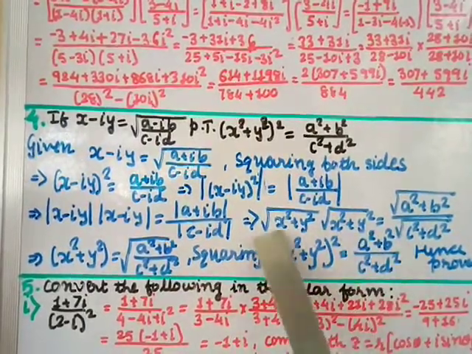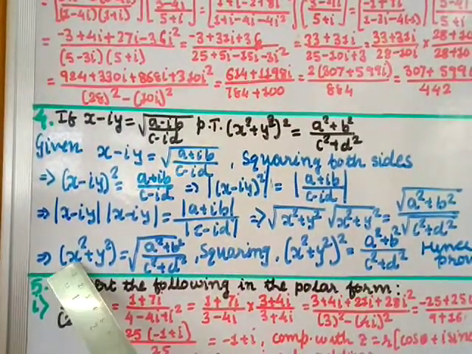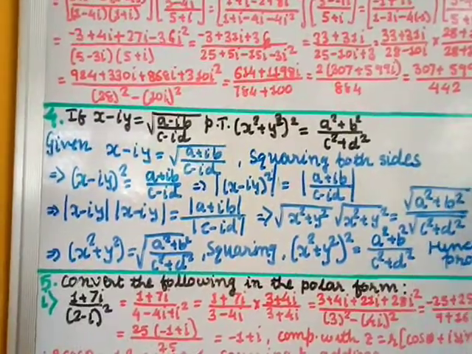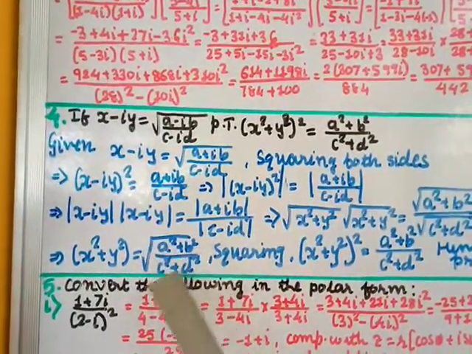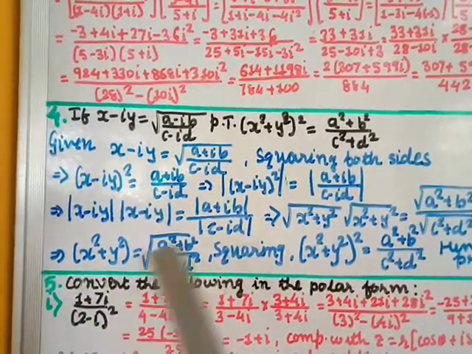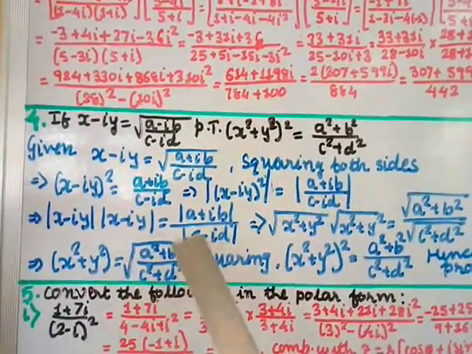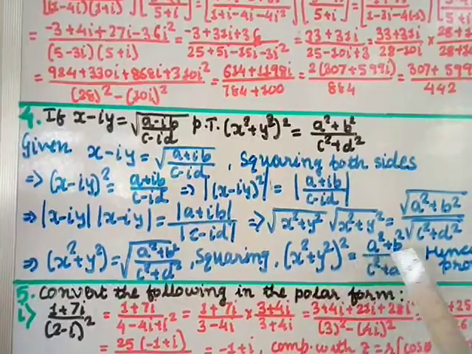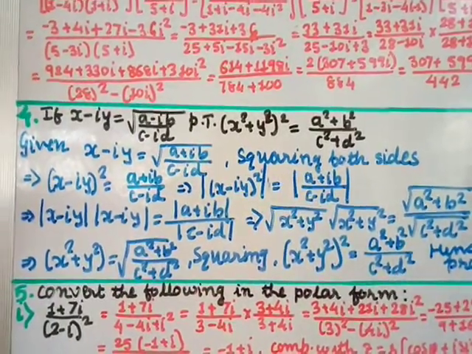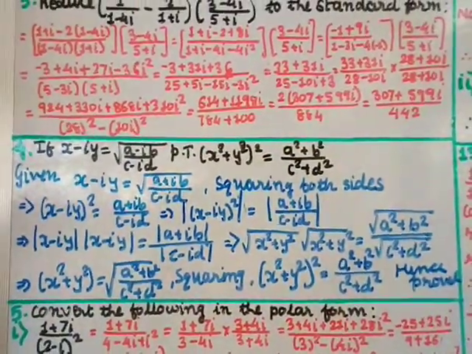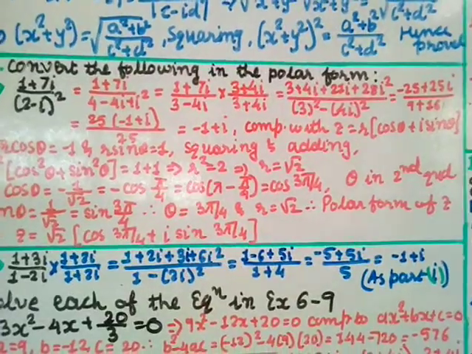Now these can be combined together, so the square root will cut, and you get here x square plus y square equal to, this can be written together under the square root, a square plus b square divided by c square plus d square. Square both sides. When you square here, you get (x square plus y square) whole square, and when you square this, the square root will cut, so you get (a square plus b square) divided by (c square plus d square), and that is what they have asked you to prove. Hence proved.